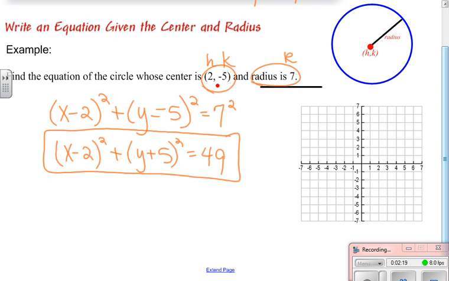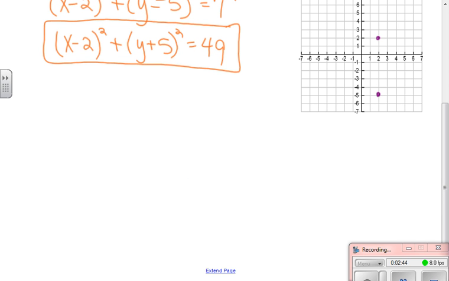Now, to graph circles, fairly easy. Plot your center. We're at (2, -5). My radius is 7. Easiest thing to do is count 7 up, down, right, and left. 1, 2, 3, 4, 5, 6, 7. And do your best to connect the dots in such a manner as to make mostly a circle.